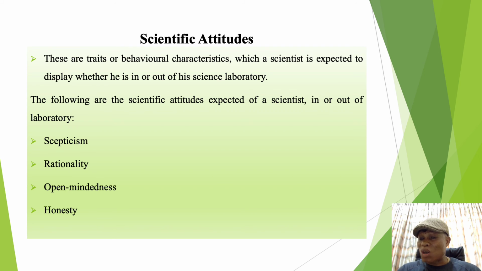The last one there is honesty. Honesty is a very significant trait of a scientist. A good scientist is required by his training to be honest and truthful in recording all his observation or experiment. He should be able to present the results of his experiments as they are without tinkering with them. So this has to do with open-mindedness. You report the result of your experiment the way they are without tampering with them.